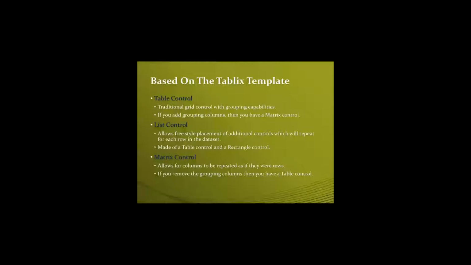And then finally there's the matrix, and the matrix is my favorite out of all of them because it's something that you didn't have prior to 2008. What it allows you to do is have columns grow dynamically, vertically as well as horizontally. And we're going to take a look at some ways to manipulate these three in various reports.